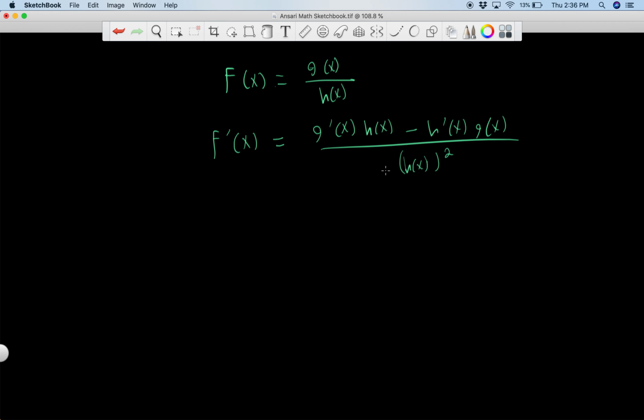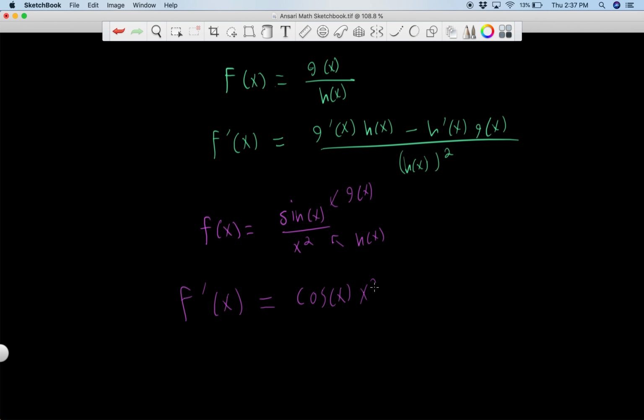Let's say we have f of x is equal to sine of x over x squared. And we want to take the derivative, f prime of x. Well, we can use our formula. Let's call sine of x g of x, and we'll call x squared h of x. So in this case, g prime of x times h of x, well, g prime of x is cosine of x. H of x is just x squared, minus h prime of x, which is 2x, times g of x, which is sine of x.